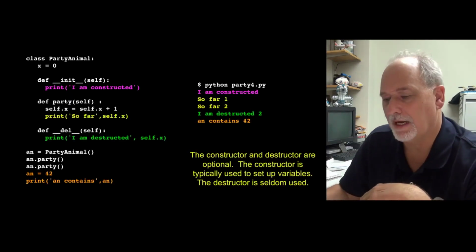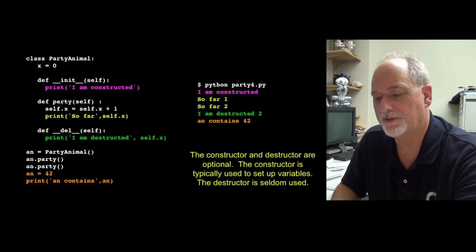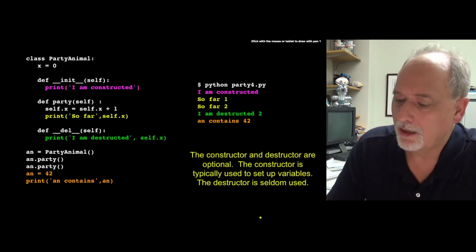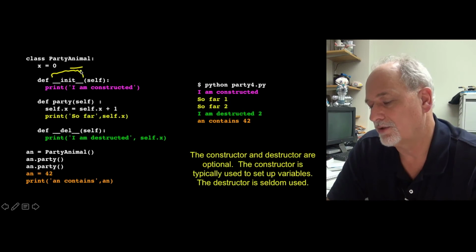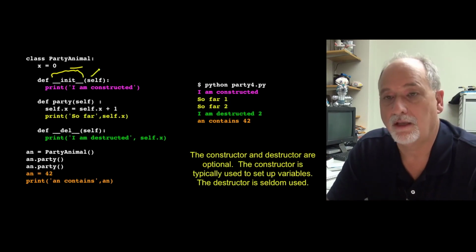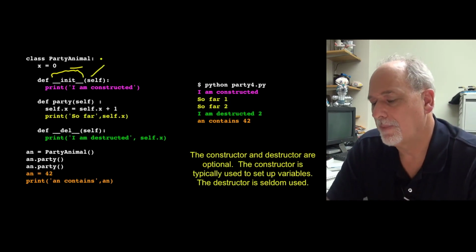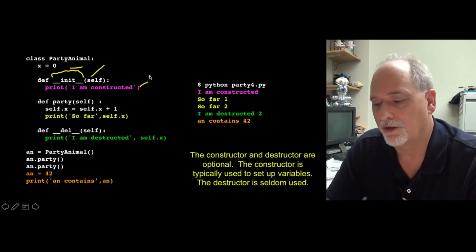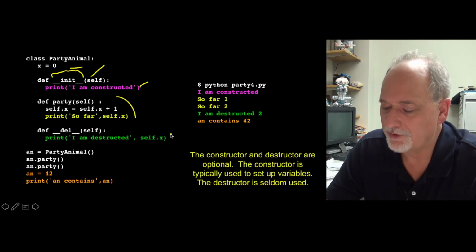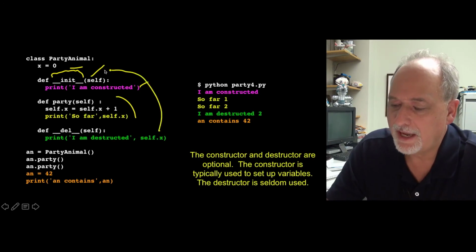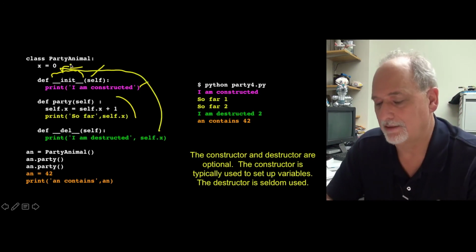So here's a bit of code that we've got. It's our party animal, and a lot of it is the same as what we've been doing so far. We have this variable x, and the constructor has a special name, underscore, underscore, init, underscore, underscore. Again, we pass in the instance of the object, self. In this one, all we're going to do is print out that you're constructed. And here's this code that we've had before. Now we have underscore, underscore, del, and then we pass in self. We'll just print out that we're being destructed and what the current value of x is for that particular instance.